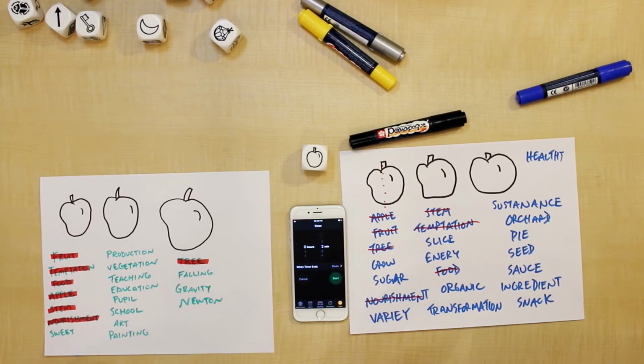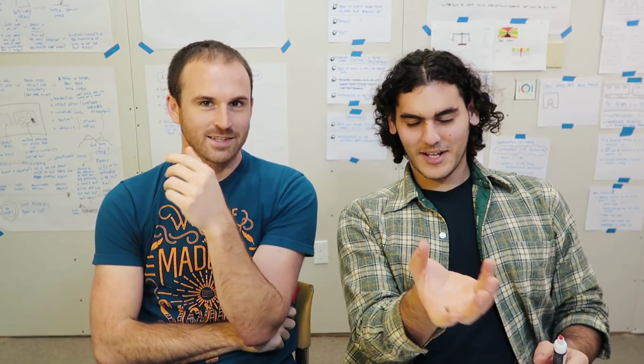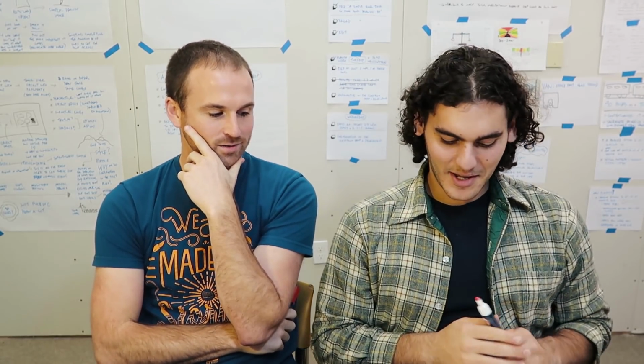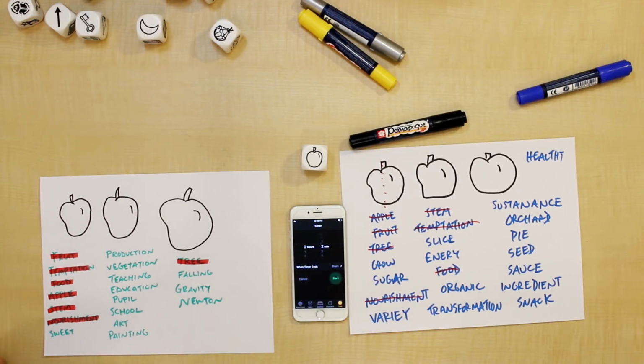Pupil. School. Oh God, you went far with Art. It works for. Okay, explain art. Because you look at an apple, like a common thing, fruit is a common thing. Draw. Painting. Okay. Similar reason. Falling. Ooh, I like that one. Gravity. Newton. And Newton. Nice.